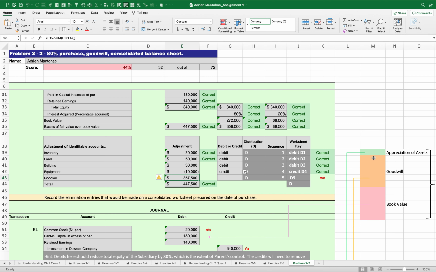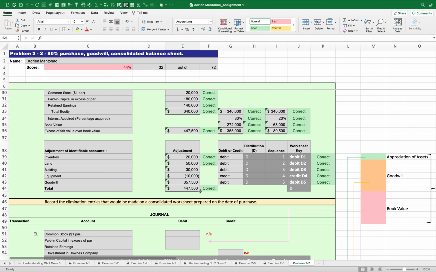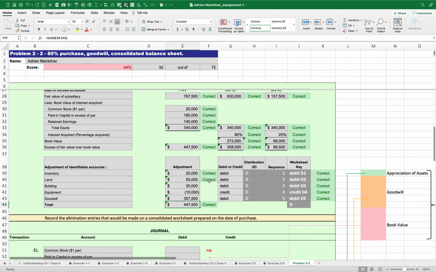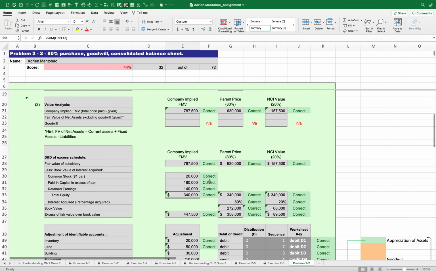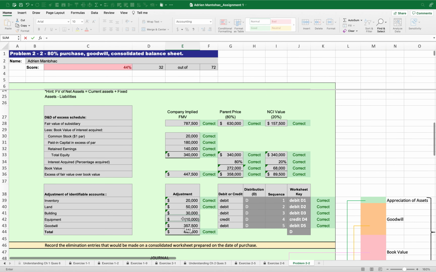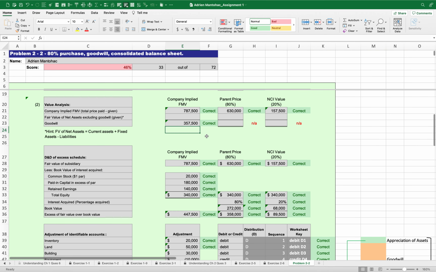But that's what we needed to do. We needed to determine the constituents that are important in coming up with that total value paid for the subsidiary. I've determined the reason for this excess that was paid, and part of it was goodwill. We can actually go ahead and jot that information up in the value analysis, which we had previously ignored. And we're just going to set that equal to 357,500.